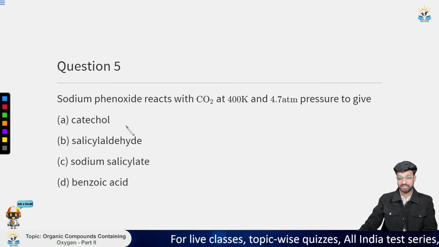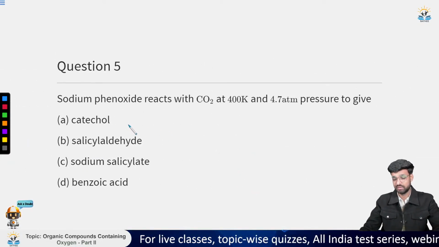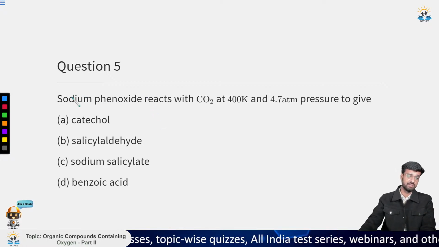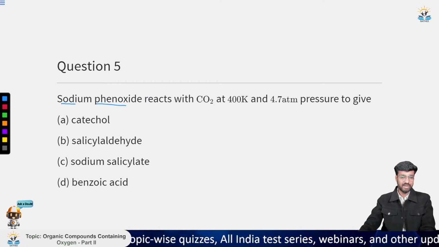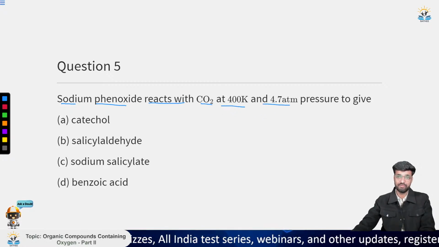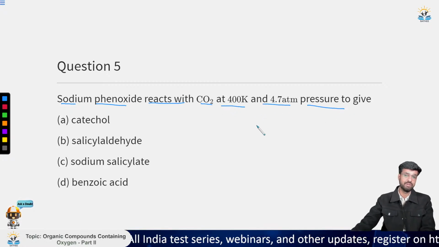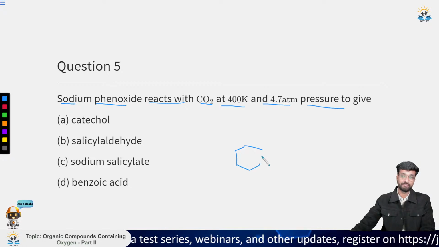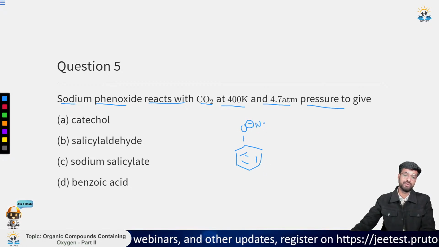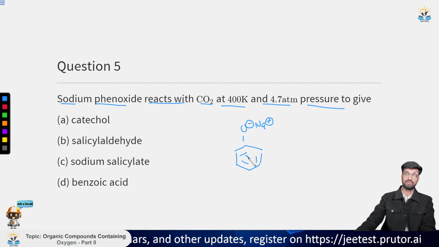Now this is the last question that I will be solving. Then you will solve the list of questions by yourself. I'll just show you the questions. Sodium phenoxide reacts with CO2 at 400 Kelvin and 4-7 pressure to give. So what is sodium phenoxide? It will look like this. So you will do it by yourself. It is a known question, and I solved it in the tutorial also.